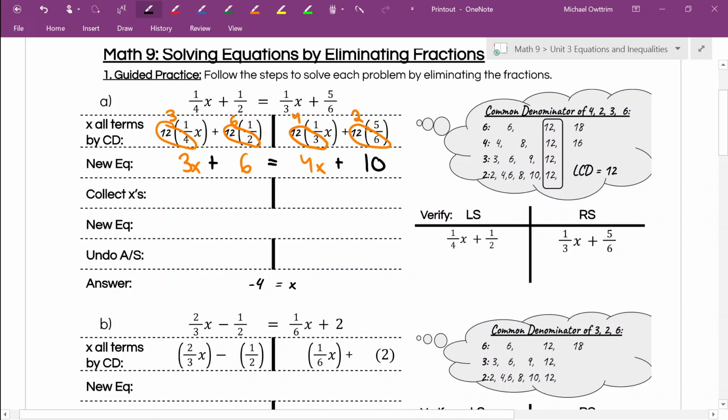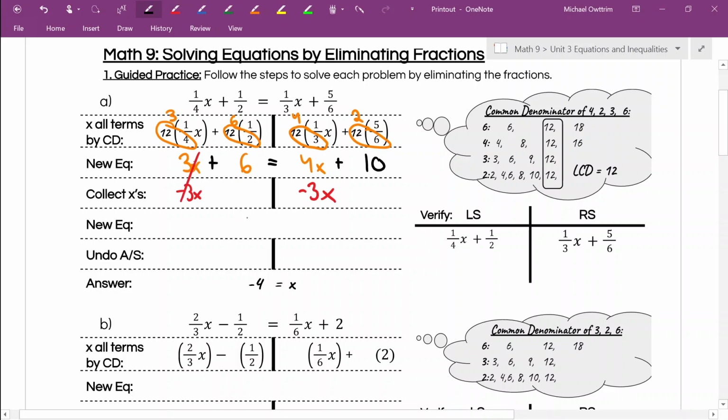Our next thing to do is collect our x's. We do have x's in 2 different places in this equation. We want them in only one place. So let's cancel out the x's with the smaller coefficient. The opposite of positive 3x is minus 3x. We'll do that to both sides of our equation.